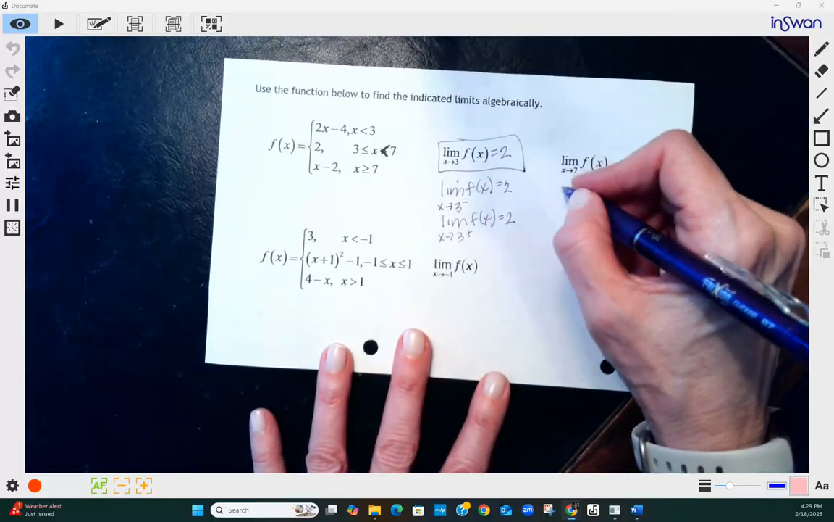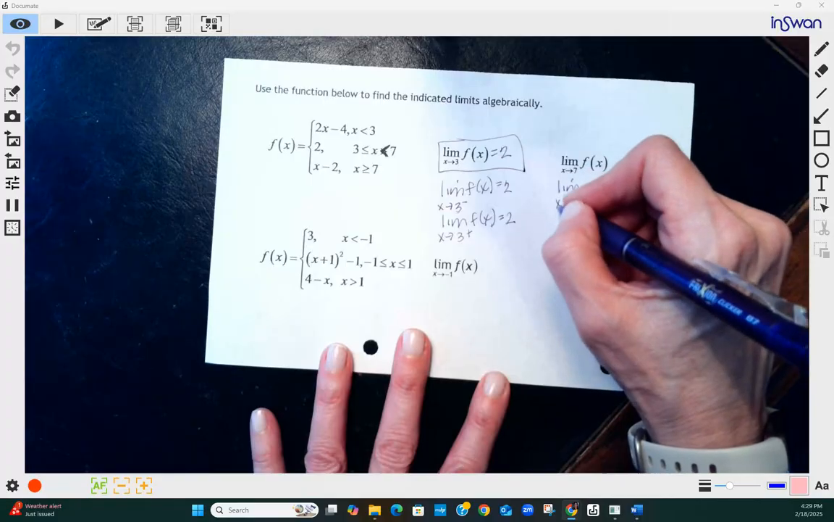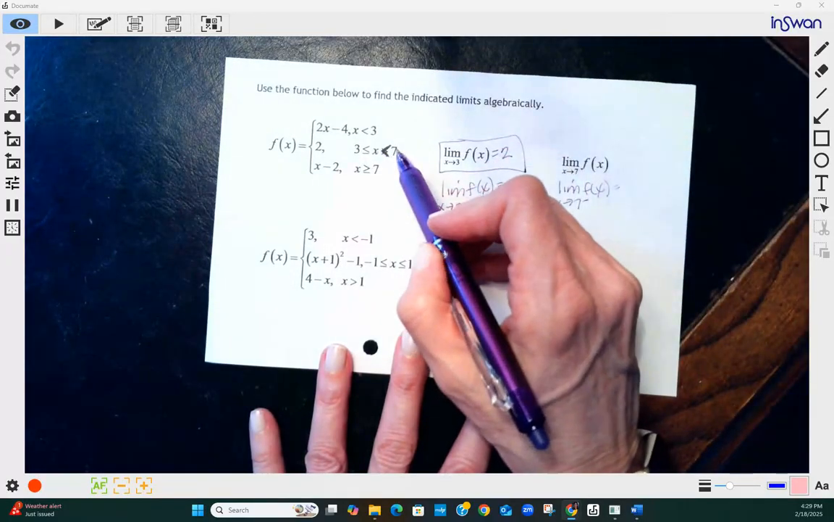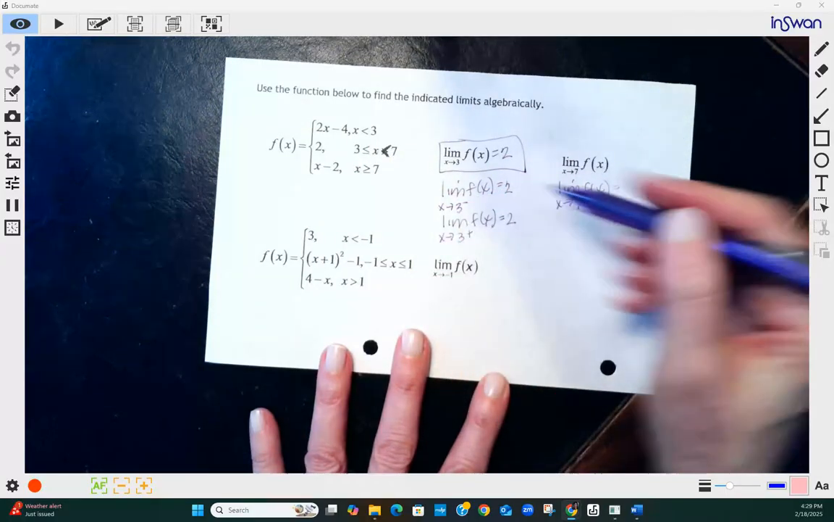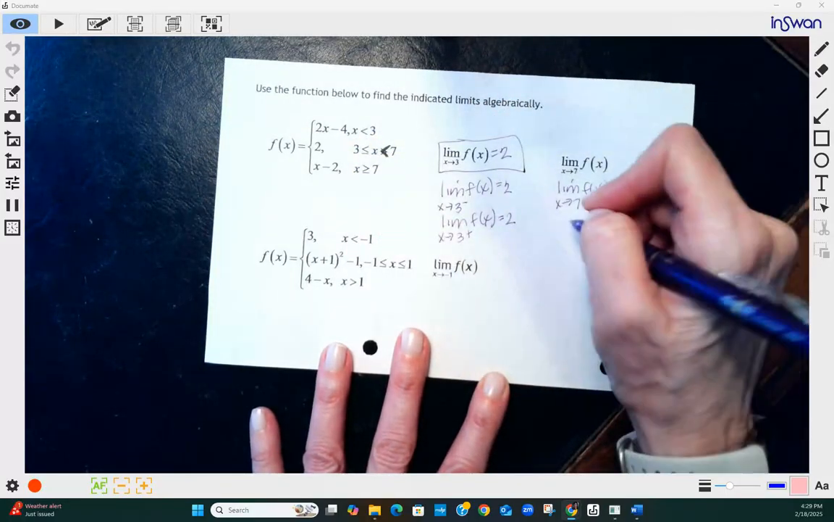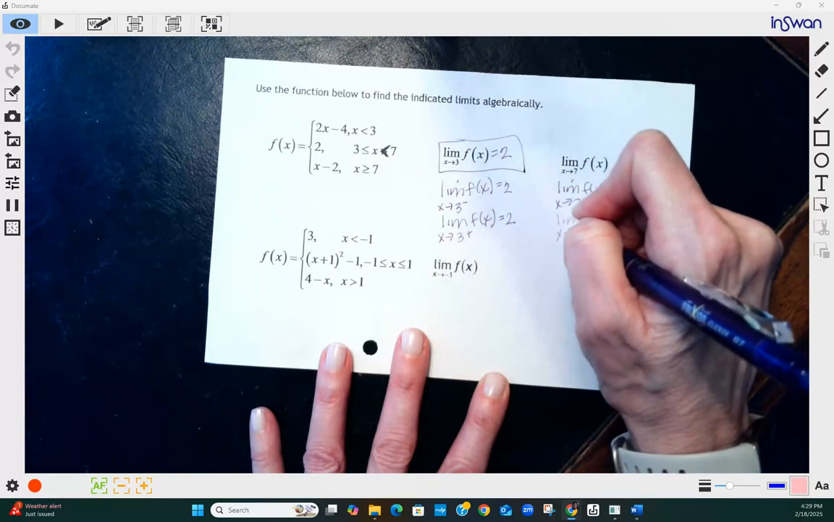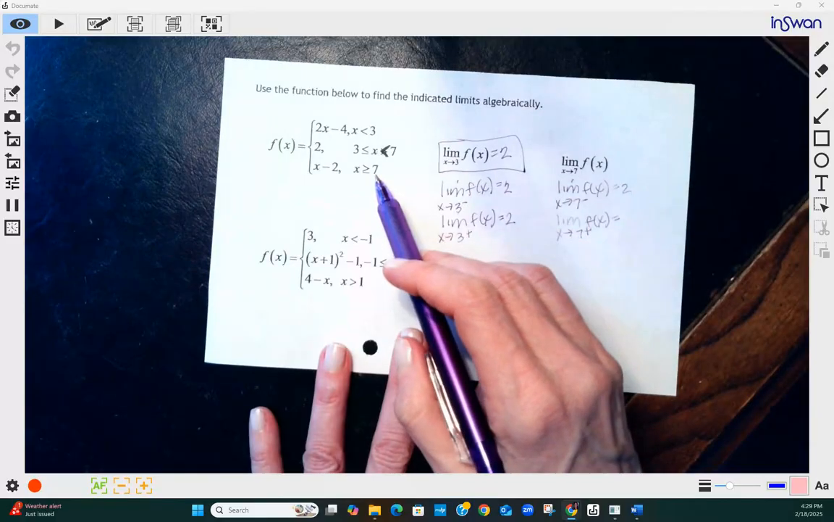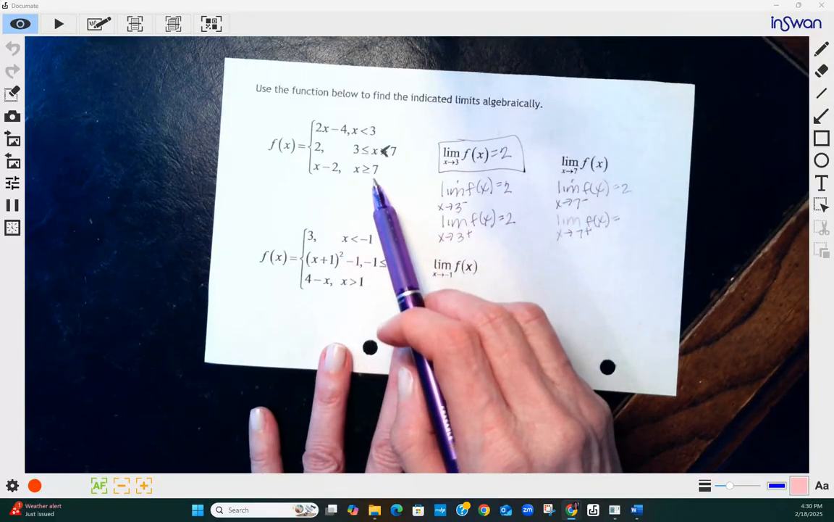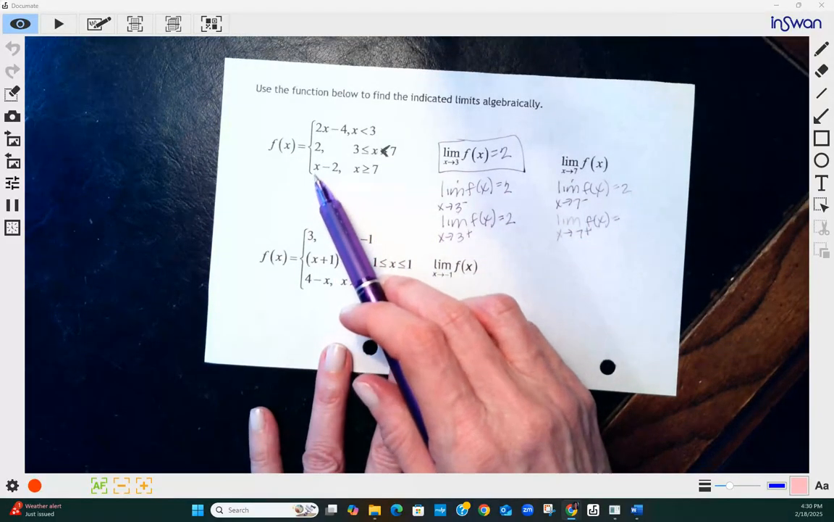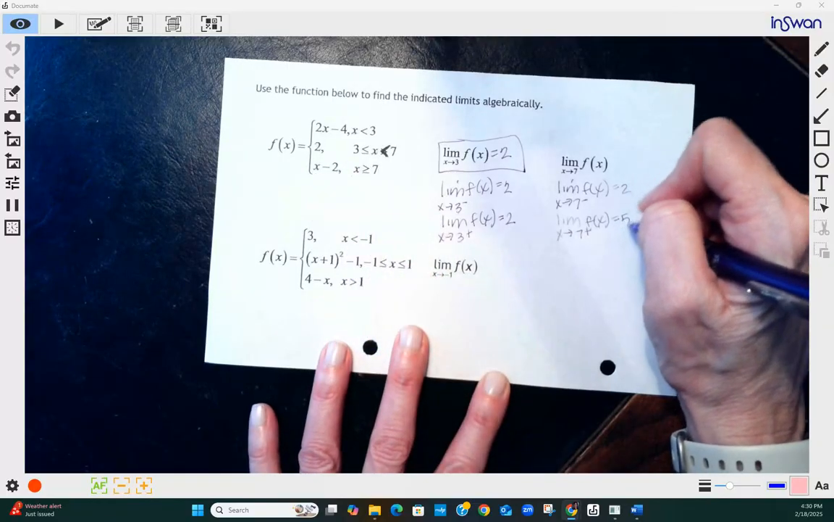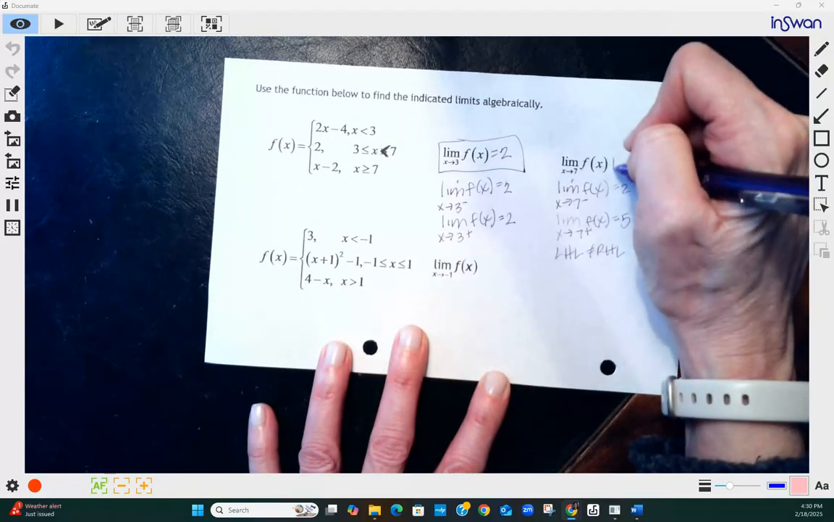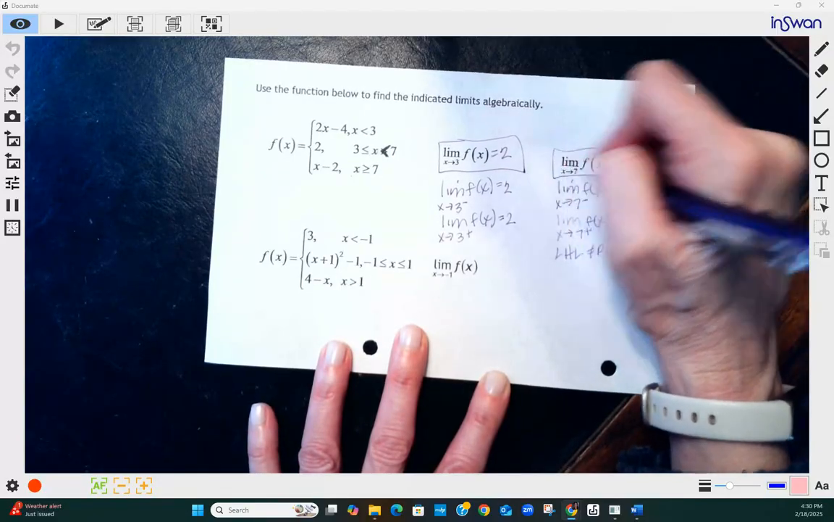For the limit as x approaches 7, so x is less than 7, I would use that as my left-hand limit, and that equals 2. The right-hand limit, I would approach here, this is to the right of 7, and I would substitute the 7 in here. 7 minus 2 is 5. Because the left-hand limit does not equal the right-hand limit, the limit as x approaches 7 for this function does not exist.